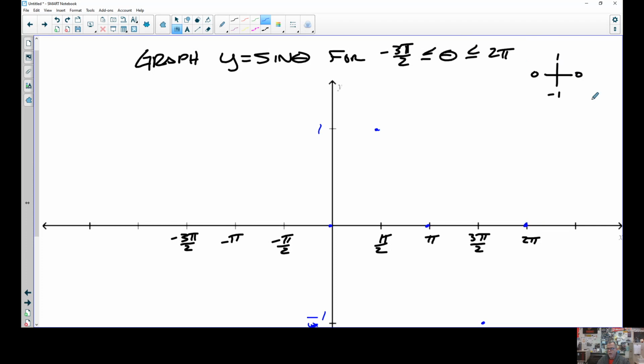And then back at 2 pi, I'm at 0 again. So I'm going to stop there. Now, this one says clearly that it stops there, so I'm not going to make arrows when I go by this. So I have these key points.